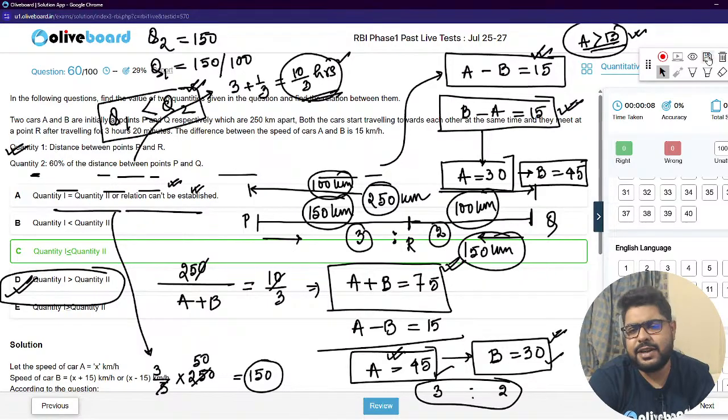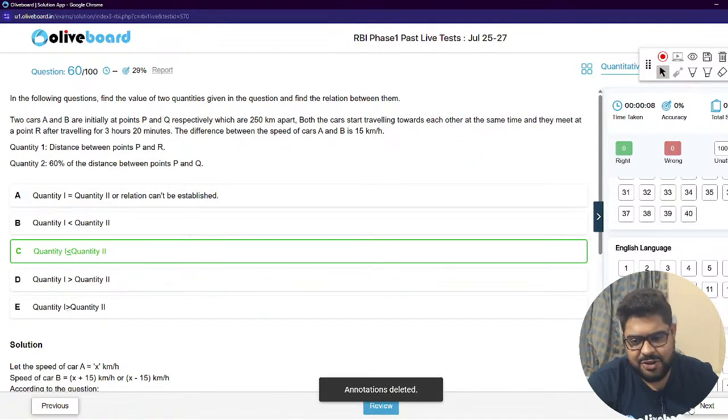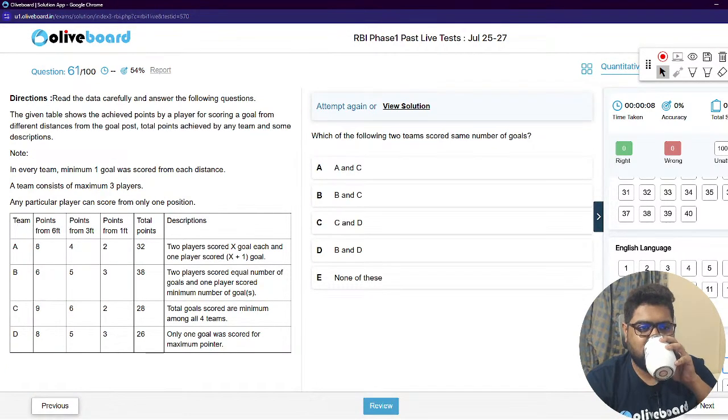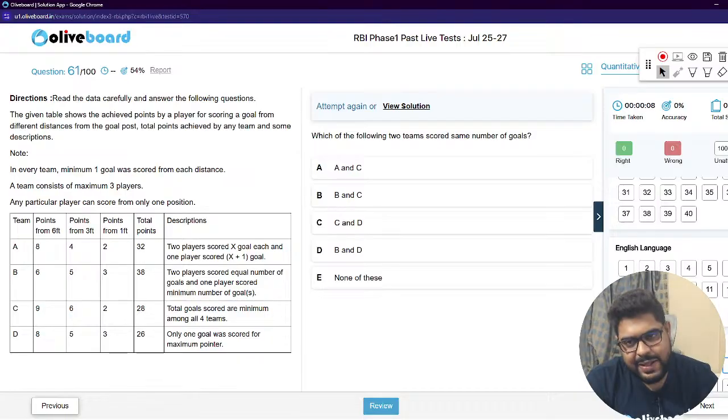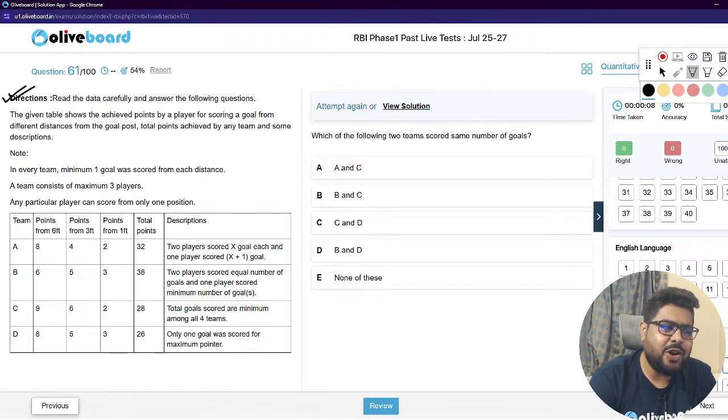A very, very simple question, not difficult by any stretch of the word. Perfect. Moving on. Now comes our DI. It's a very good DI, not very calculative, but again, a good quality set.